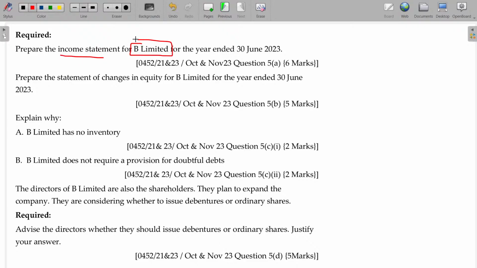Then it comes under limited companies topic only. Statement of changes in equity also be calculated. Explain why B Limited has no inventory. B Limited does not require provision for doubtful debts. So these are the two additional questions also be asked carrying 2 marks each.